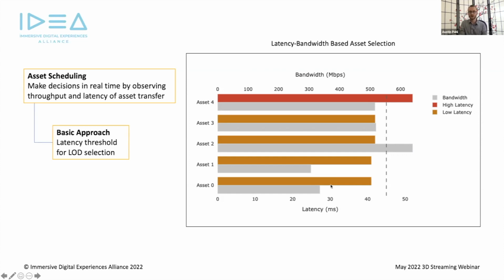We also try to illustrate a basic approach to the scheduling problem here. The vertical dashed line that you see on the plot signifies a latency threshold. If we observe an asset was transferred with a latency above 45 milliseconds, then we toggle on a high latency mode where assets with lower levels of detail are selected. This is just a simple example algorithm, but you could think of this as a very early analog to adaptive bitrate streaming in the 2D world.